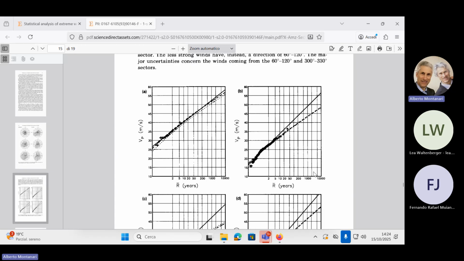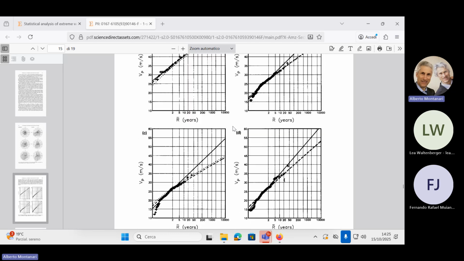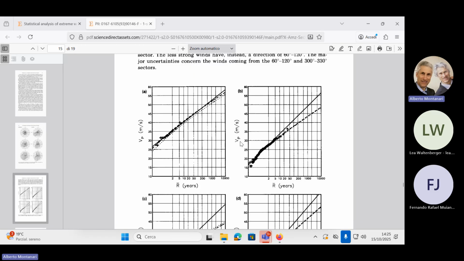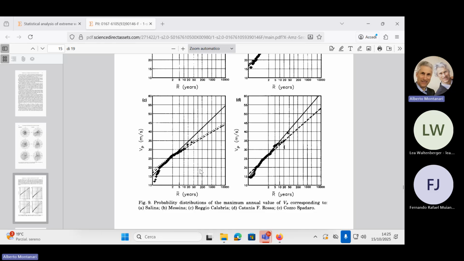And here it is. Let's go to the estimate. Here you see return period and wind velocity. So this is in meters per second, okay? So you see that for, let's see, 100 years, we are around 45. And this is, let me see the caption: probability distribution of maximum annual value of VP corresponding to Salina, Messina, Reggio Calabria. Okay, perfect. And let's see here, the 100-year return period is 35, and here it's 35, and here 100 years is 40.